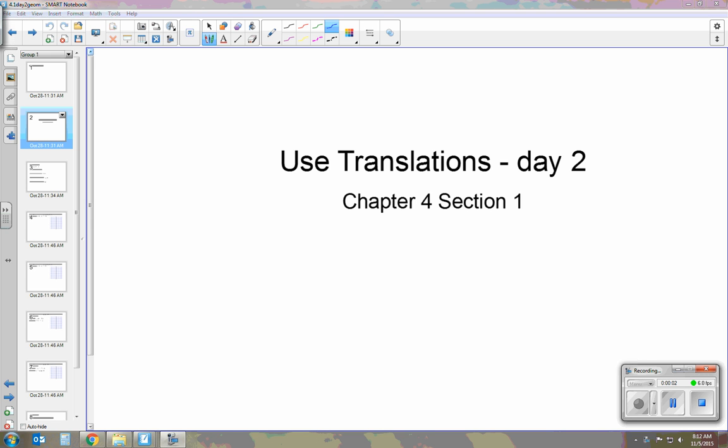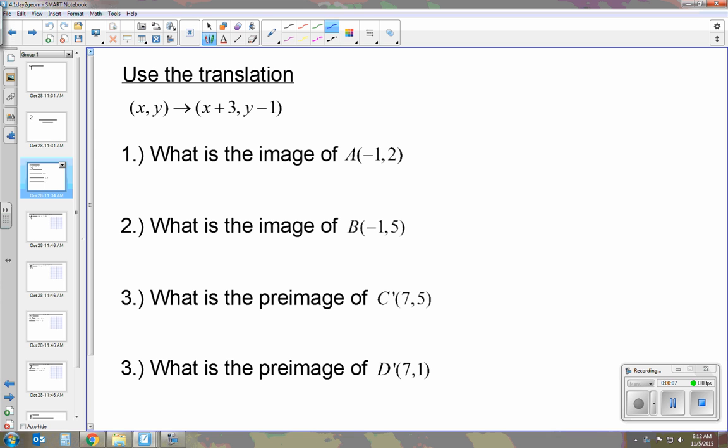Today I'm going to be talking about using translations. This is the second day. So we've seen how to use translations, and now we have a rule. It says use the translation. And this rule means if we start with the point xy, we're now going to add 3 to all the x's and subtract 1 from all the y's.